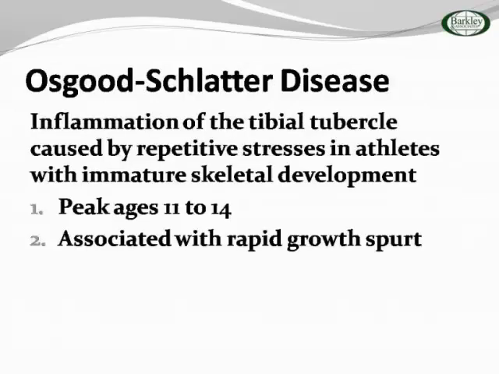So let's talk about Osgood-Schlatter. I love that term. Sounds like a sandwich, doesn't it? Osgood-Schlatter, like a German sandwich or something. But the tibial tubercle becomes prominent because of repetitive stress during the time that the child is what? Going through their growth spurt, repetitive motion.